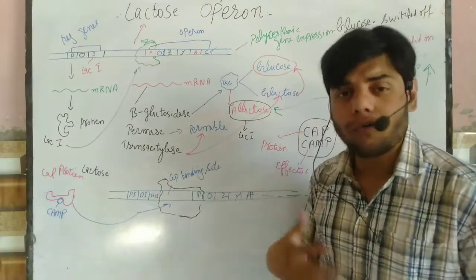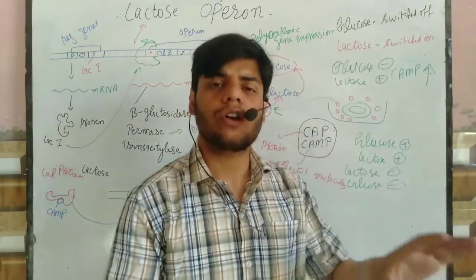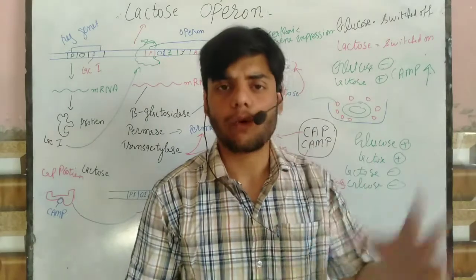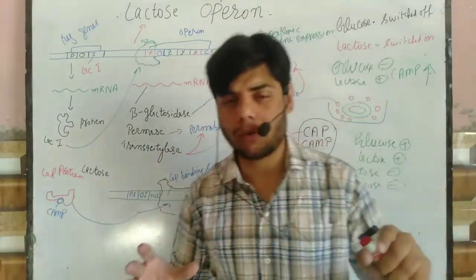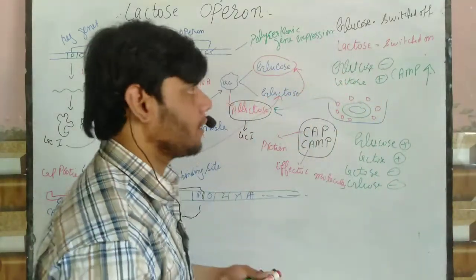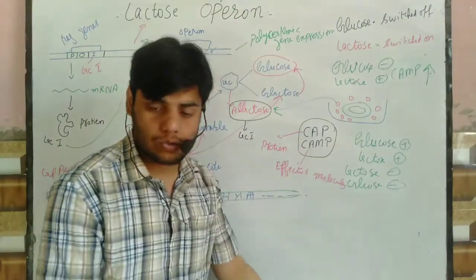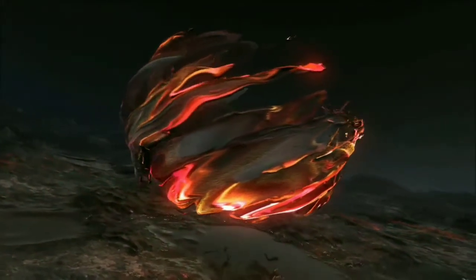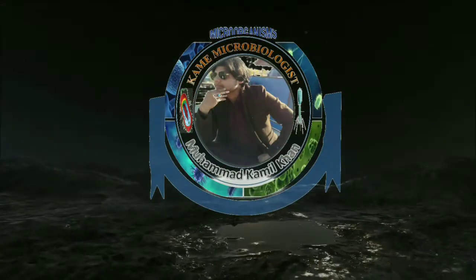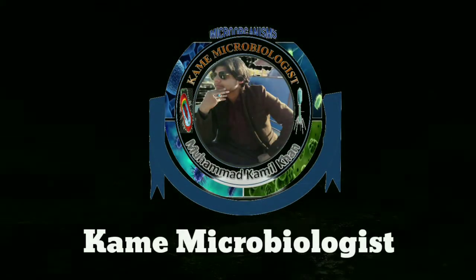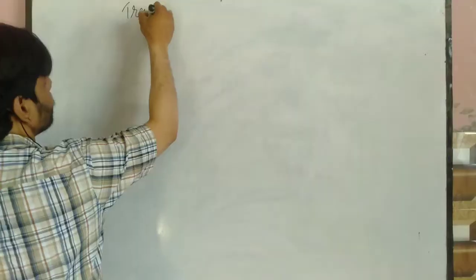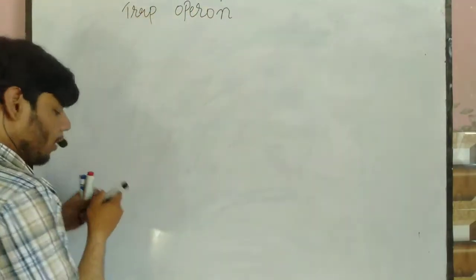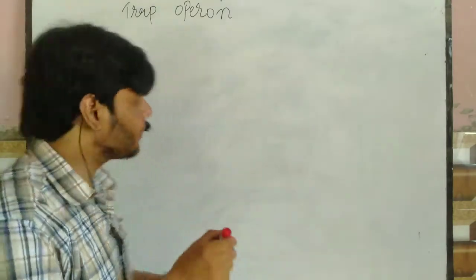Now, how will the tryptophan operon be switched on and switched off? What is actually going on in the tryptophan operon, and what is the structure of the tryptophan operon? So let's talk about that. Let me clean the whiteboard and let's start. Okay friends, so now let me write, or we call it tryptophan operon.